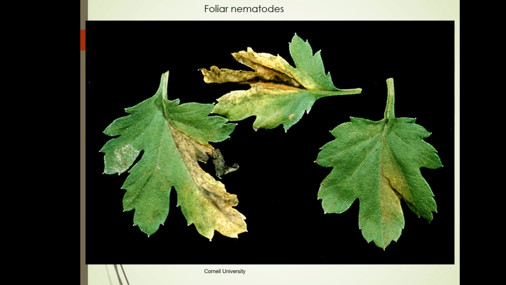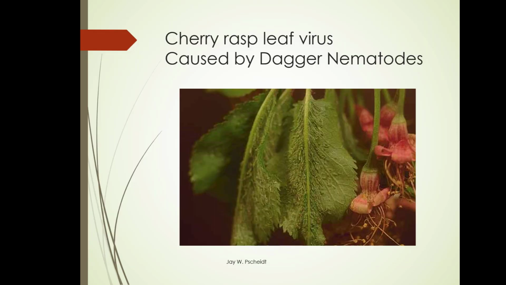Okay, here we've got nematodes. Nematodes are little worms, and they are inside the leaves here. These are foliar nematodes on chrysanthemum. And here's a cherry rasp leaf virus that's actually caused by dagger nematodes. So nematodes not only cause damage themselves, but they spread diseases.